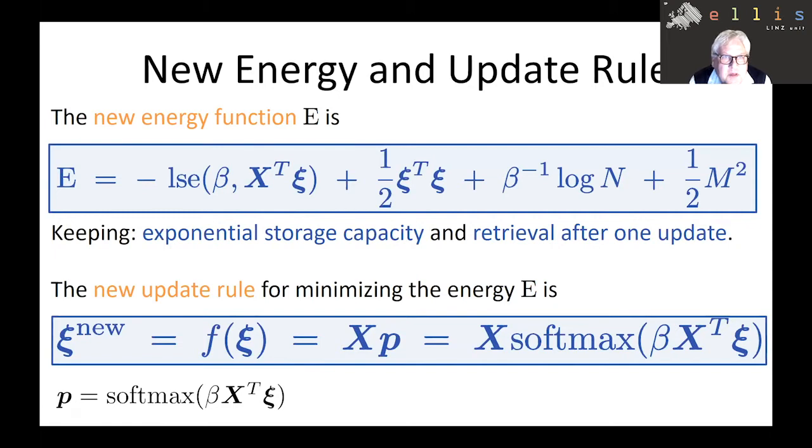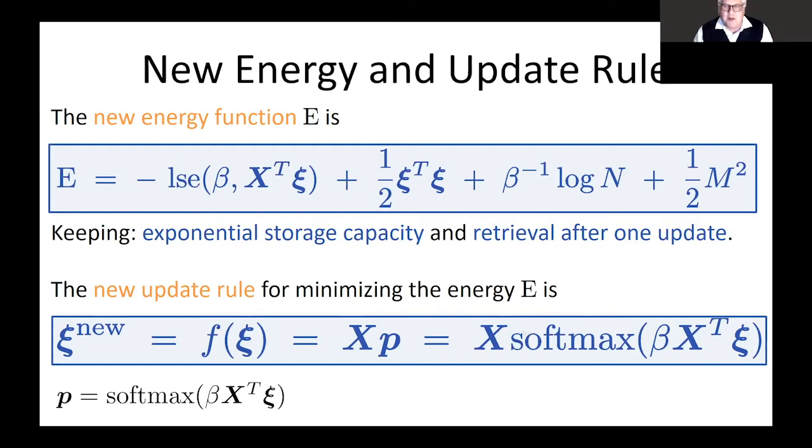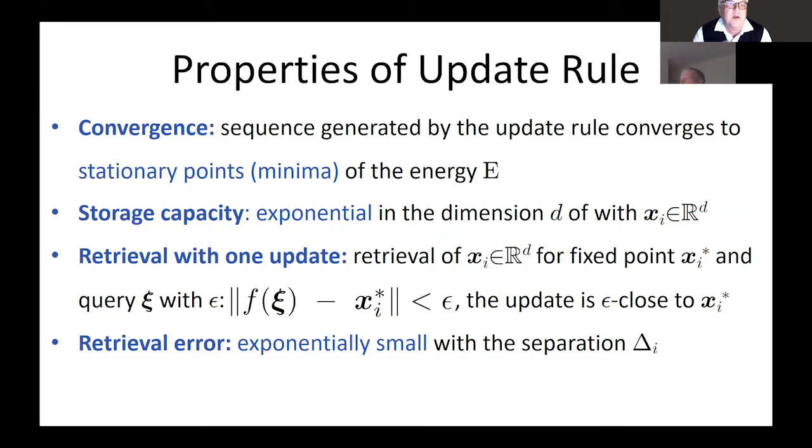Therefore, we proposed a new energy function and a new update rule. It's given here. I don't want to go into that. The idea is to take the ideas of the binary modern Hopfield networks and transfer these ideas to continuous Hopfield networks. And the energy function is here. And at the bottom here you see the corresponding update rule. We propose this update rule. This energy function together with the update rule give us some properties. The first property is the update rule guarantees convergence.